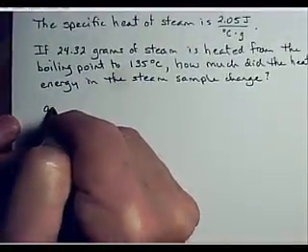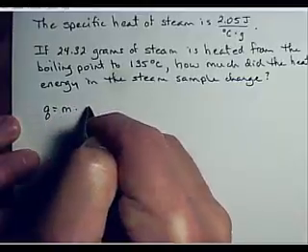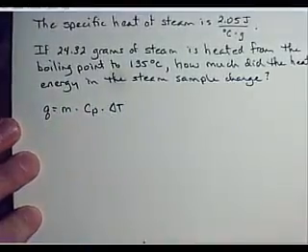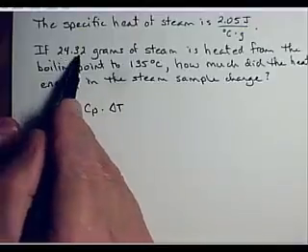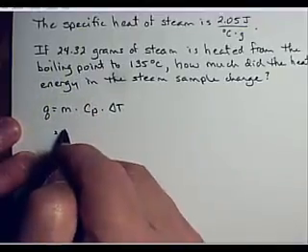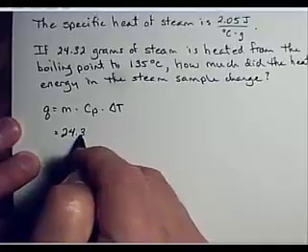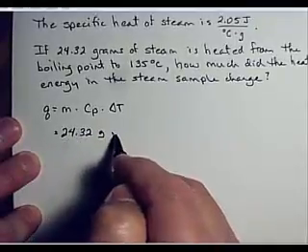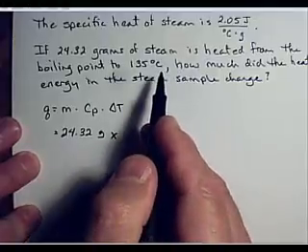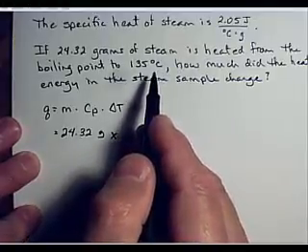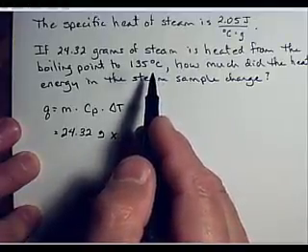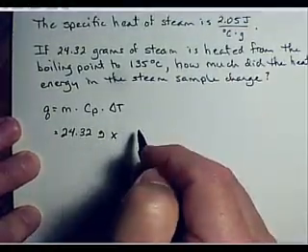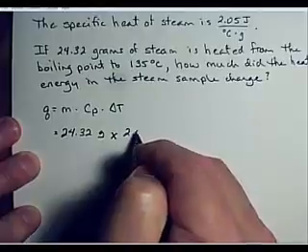Okay, so I'm going to write that down. Q equals mass times specific heat times the change in temperature. The mass is 24.32 grams. The specific heat, now this is steam. This is not the same specific heat as liquid water. It's this specific heat right here. I gave it to you, so it should make it easy for you here.